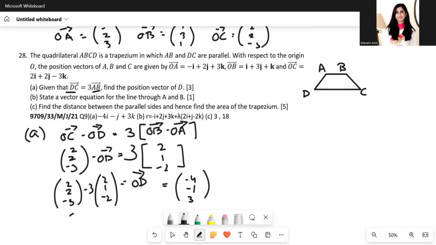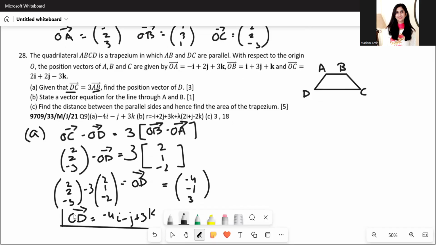And we write it as minus 4i minus j plus 3k. Yes, the first part is done.